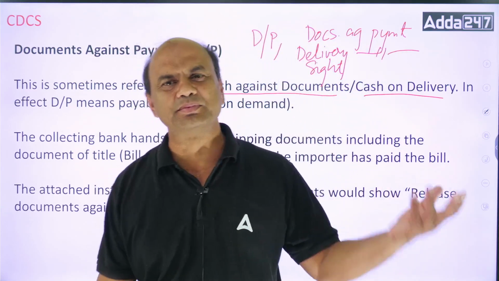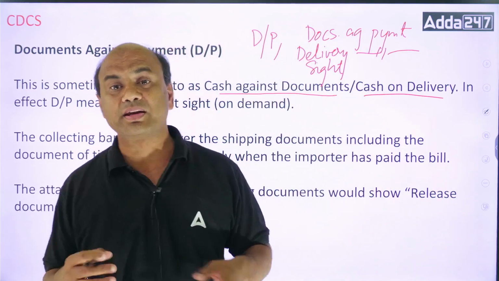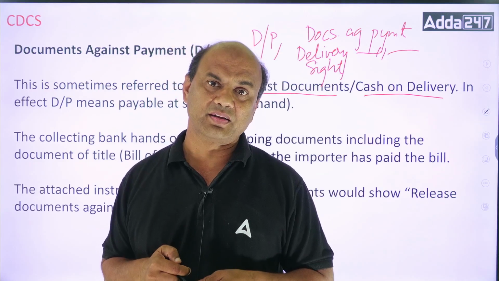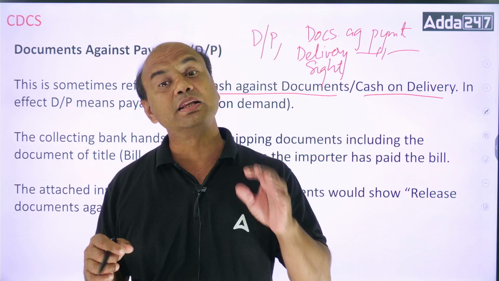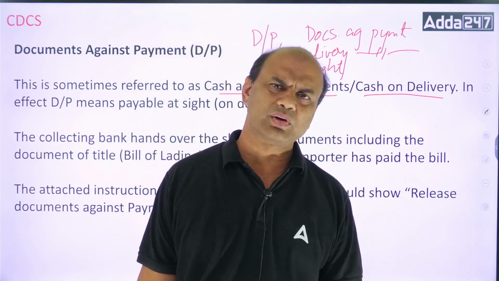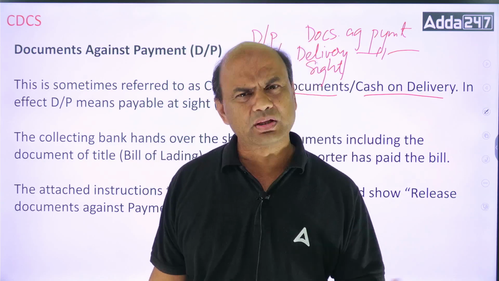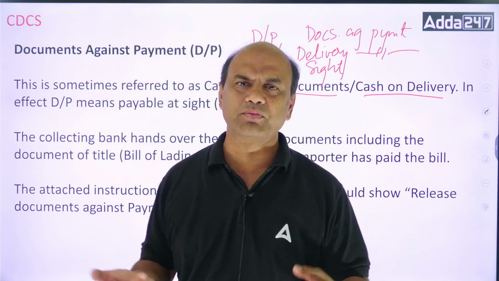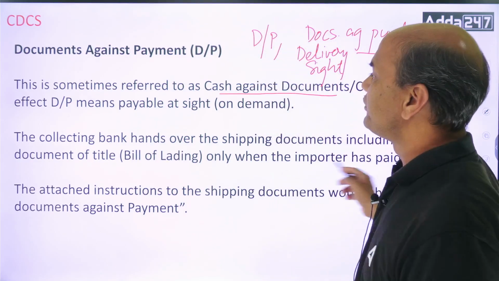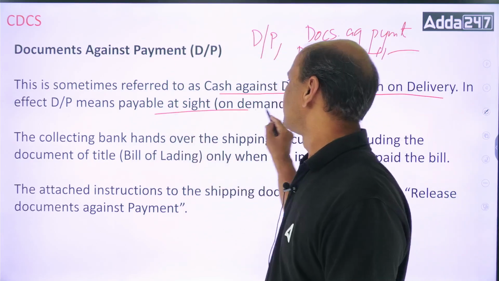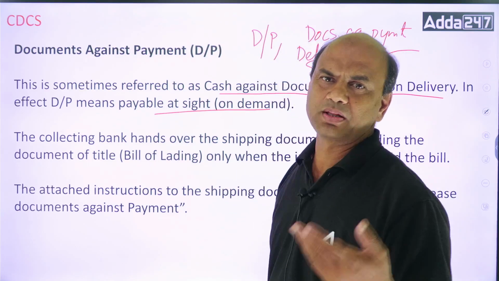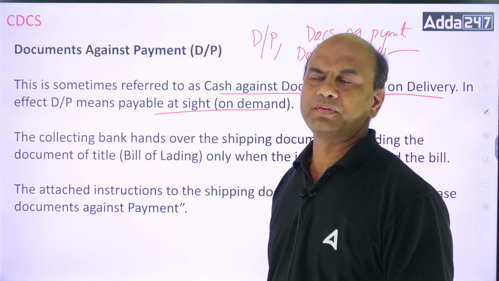Cash against documents, cash on delivery, anything you can call it. There are various names depending on whichever region you are in the world. The names will change. Generally, the standard accepted names are DA and DP. But in local languages or local countries, we can have various names. So in effect, DP means payable at sight, on demand, immediately. I'll give you the documents, you'll give me the payment immediately.